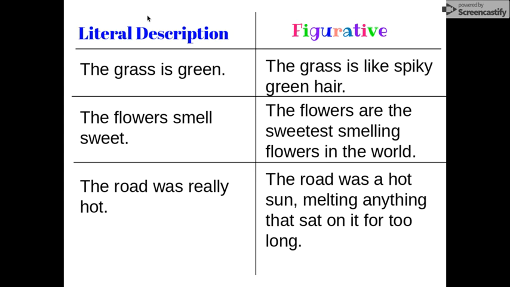So, for instance, on the left, I have the literal description or what we actually mean. And on the right column here, it's figurative. It's a more creative way of saying the same thing. So, the literal description might be the grass is green. Well, over here on the right, we still have the same meaning, but it's a more creative way to put it. The grass is like spiky green hair. Well, I don't actually mean it's hair, okay? It's just a more creative way of saying it.